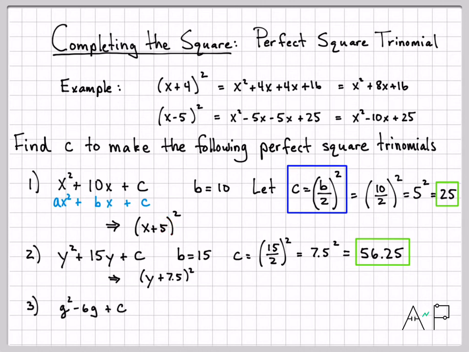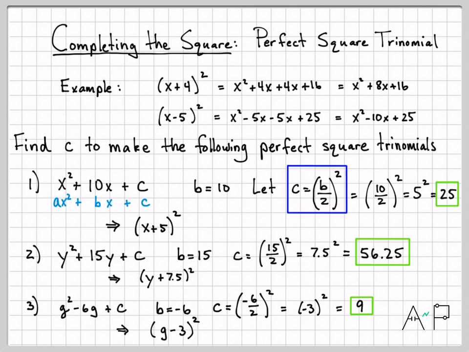What if I had g squared minus 6g plus c? So b is negative 6. So (negative 6 over 2) squared is what I want c to equal. Negative 6 over 2 is negative 3. Negative 3 quantity squared is 9. So if c is 9, then this turns into a perfect square trinomial. What number am I going to put? It's going to be this number right here. Negative 6 over 2 is negative 3. So (g minus 3) squared is the perfect square trinomial.